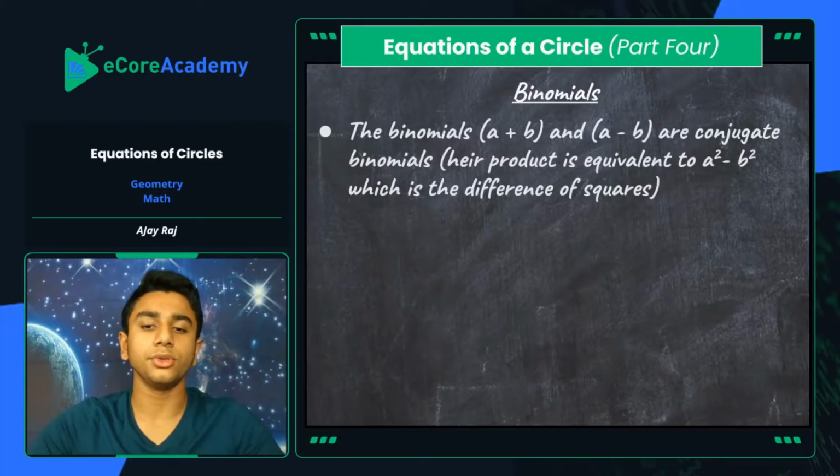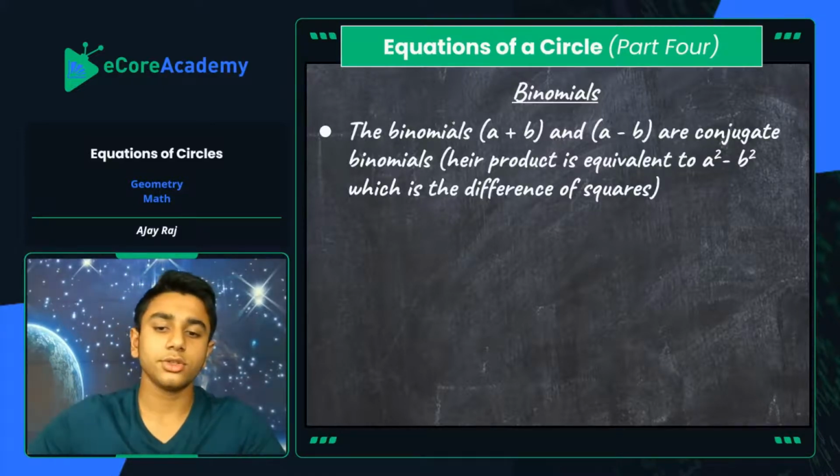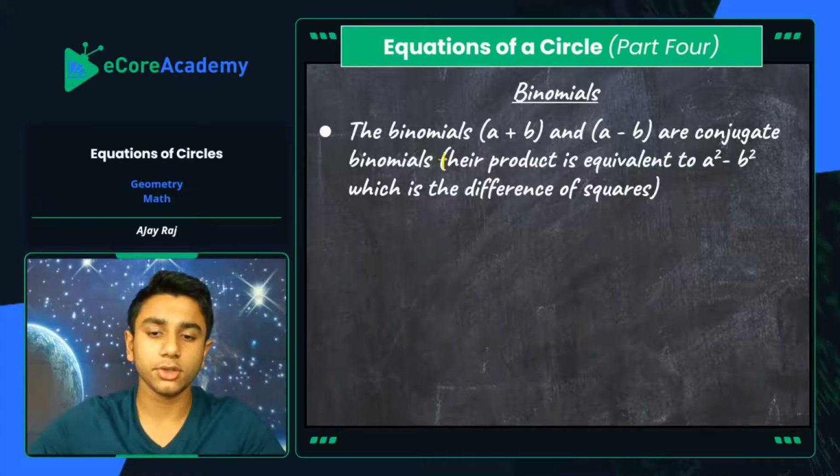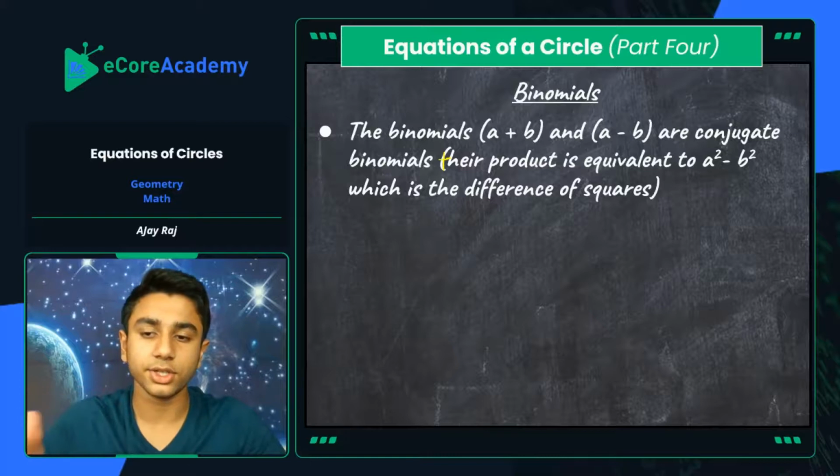Let's look at binomials. The binomials A plus B and A minus B are conjugate binomials. Basically, that means that they're opposite binomials. They're going to contradict each other. So that should be a T here. I apologize. Their product is equivalent to A squared minus B squared, which is the difference of squares.